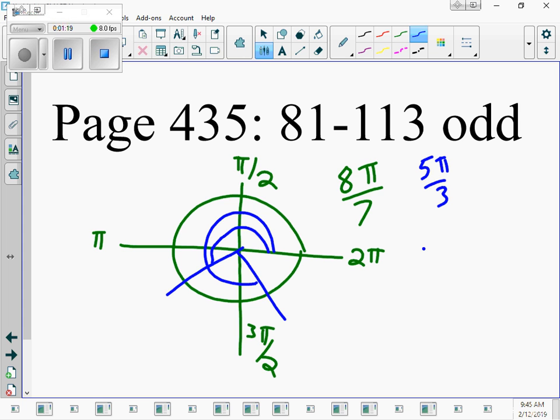Okay, what about negative 2 pi over 5? Where's that going to land? We have to go backwards, so we're going to rotate in this direction. It's in the 4th because it's less than 1, but it's closer to 0 than it is to 1. Does everybody understand that? So it's going to be over here in quadrant 4 somewhere.